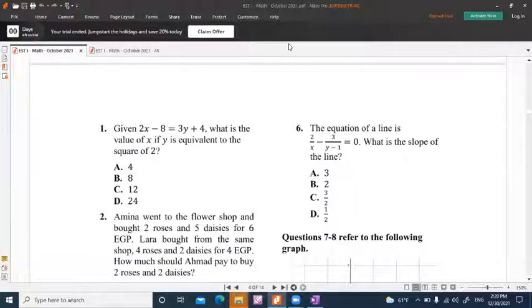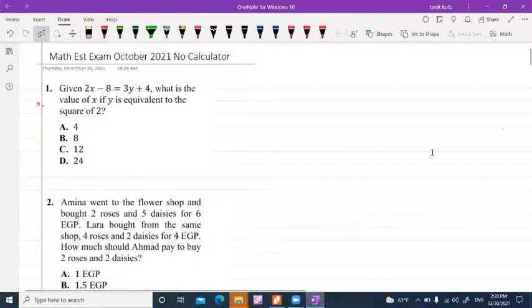This is EST exam, October 2021, no calculator section. So let's get started. First problem, given 2x minus 8 equals 3y plus 4. What's the value of x if y is equivalent to the square root of 2?